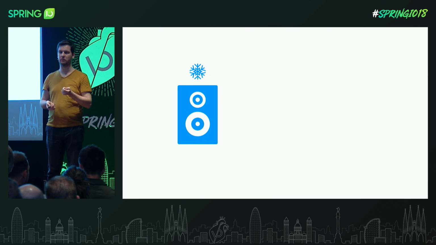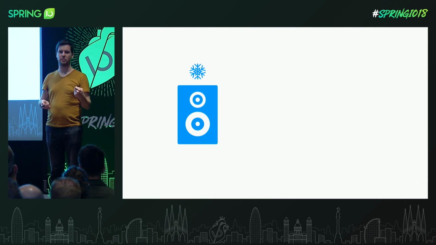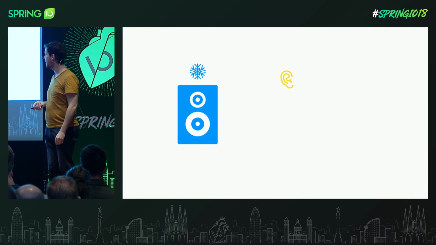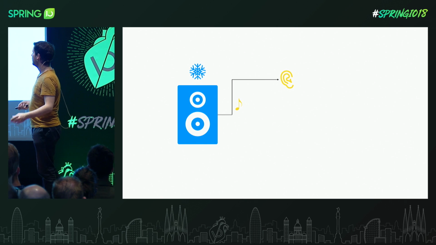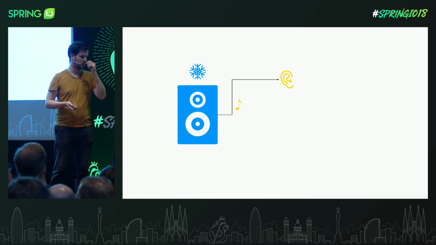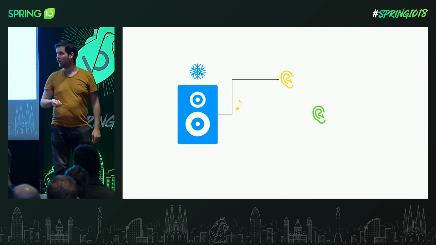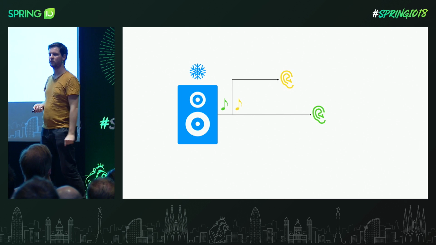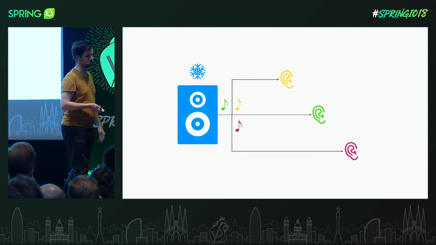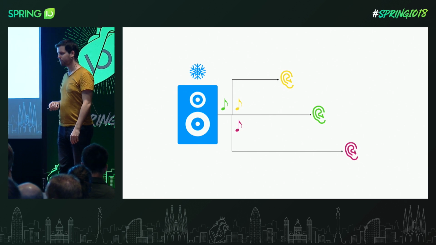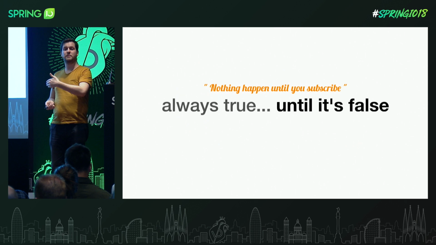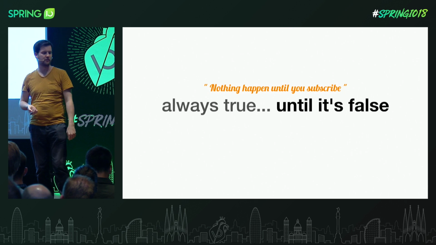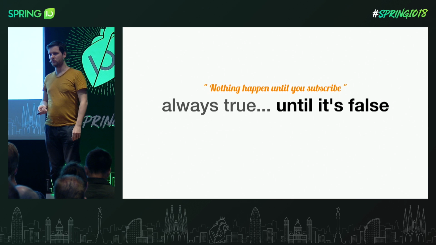And it will generate the data anew for each new subscriber. So in the case of the HTTP request, for instance, every time there is a new subscriber to this publisher, it will make a new HTTP request on the network. Here, if there is a new subscriber that comes in, the publisher generates some music and sends it to the subscriber. If a second subscriber comes in, the publisher generates the same music but a new instance, and sends it to the subscriber. And same for a third subscriber. So this is basically what I was telling earlier. Nothing happens until you subscribe, and each time you subscribe, everything happens back from the start, basically. Which is always true until it's false.